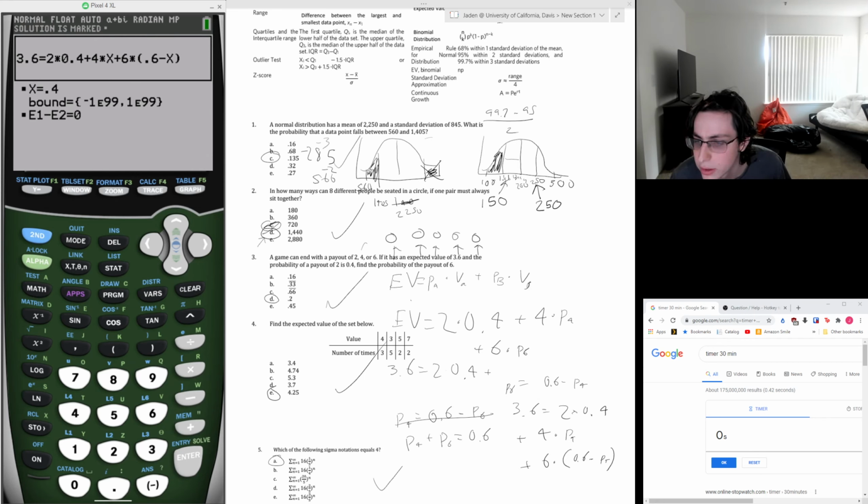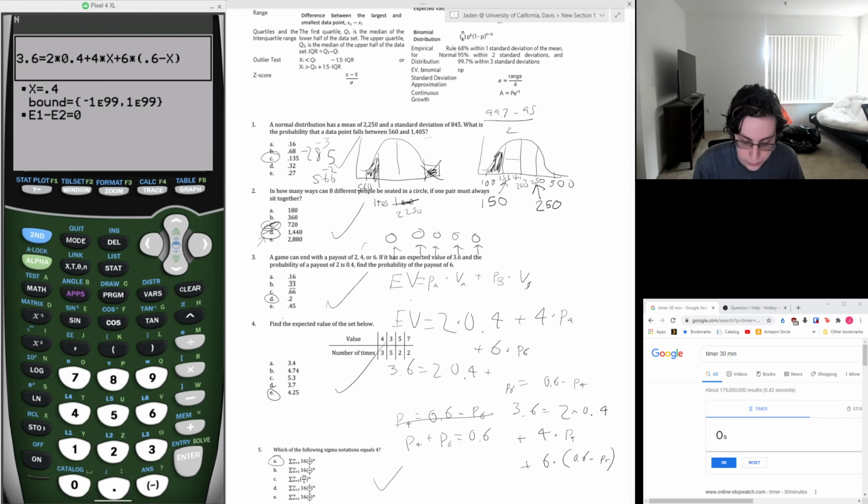Wait, did I do this? Ooh, I messed that up somehow. I think I did this wrong actually. I set this up in terms of P4, so this is actually the probability of P4. The test is asking us for the probability of P6. But you know that if the probability of P4 is 0.4, the probability of P6 has to be 0.2, because 0.4 plus P6 equals 0.6, so 0.2. Okay, that's how you do number 3.